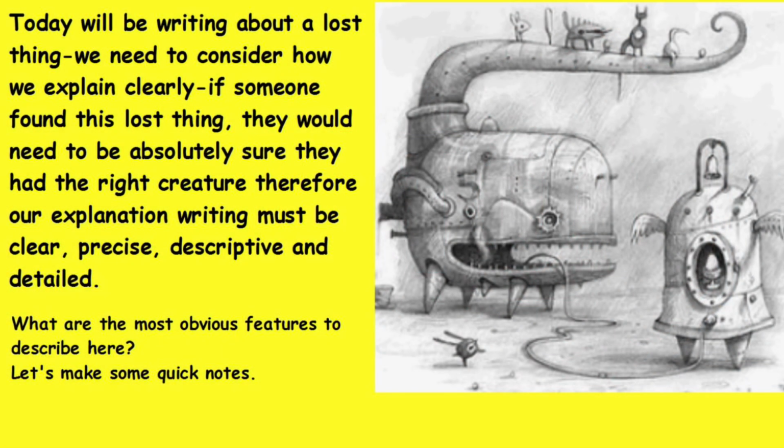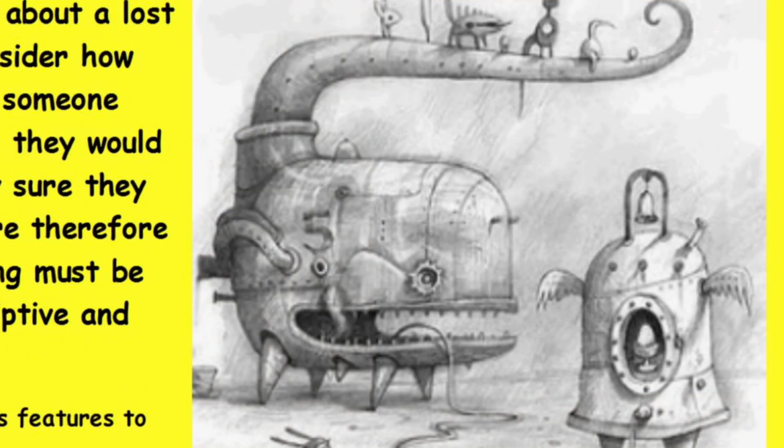Okay, brilliant, we're back. Today we'll be writing about a lost thing, and we need to consider how we would explain it clearly. If someone found this lost thing, they would need to be absolutely sure that they had the right creature. Therefore, our explanation writing must be really clear, has to be precise, has to have descriptive language, and it must be very, very detailed. So, let's look at this lost thing here.